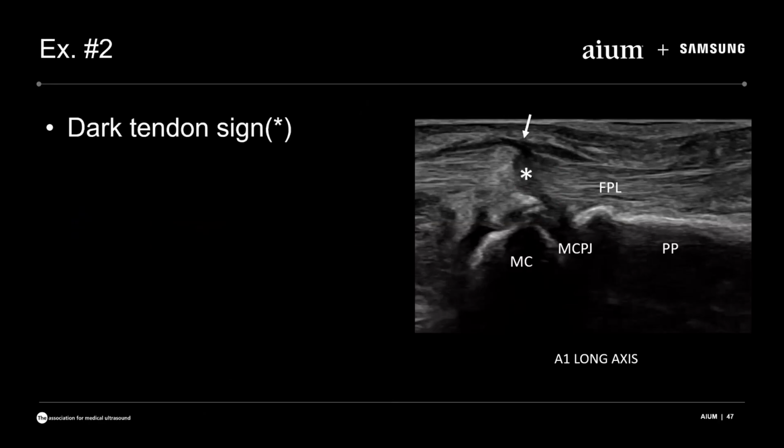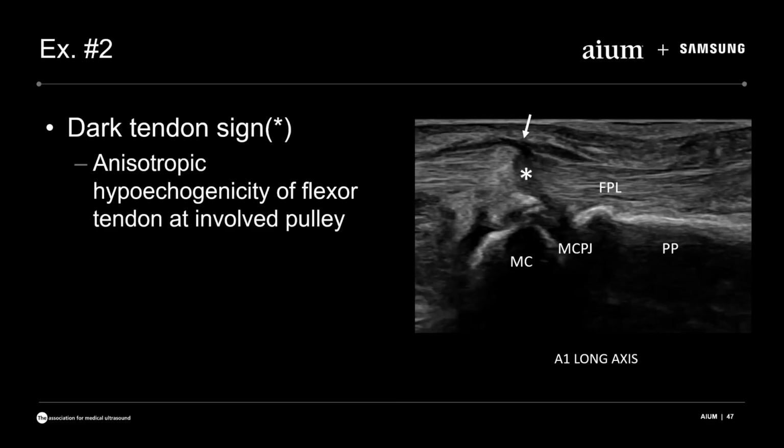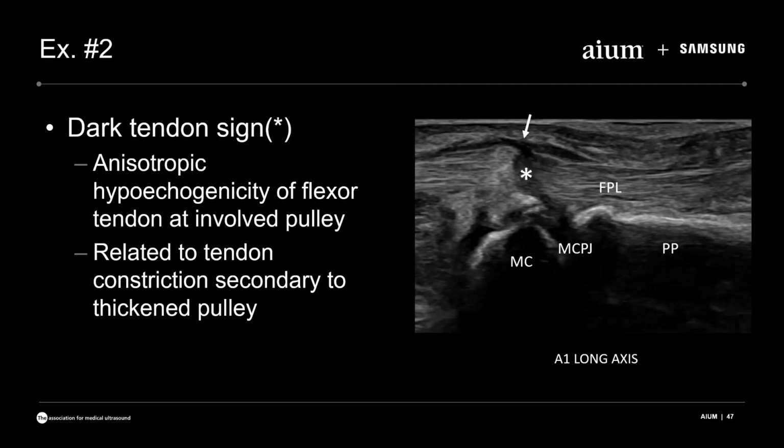And that's known as the dark tendon sign. This is an anisotropic hypoechogenicity of the flexor tendon at that pulley, and it's being caused by this tendon constriction because of the thickened pulley. What that anisotropy means is normally when the beam comes down and hits the tendon at a 90-degree angle, the tendon will be bright and echogenic due to the orientation of these compact fibrillar fibers. But if it's hitting it at an angle other than 90 degrees, like here where it's bunched up and constricted, we'll get this irregular geographic region of hypoechogenicity yielding that dark tendon.